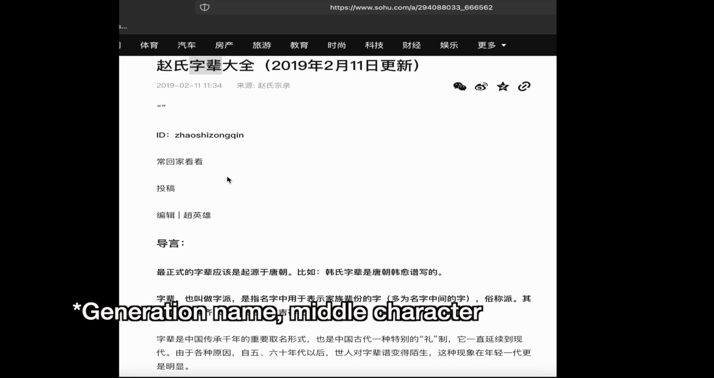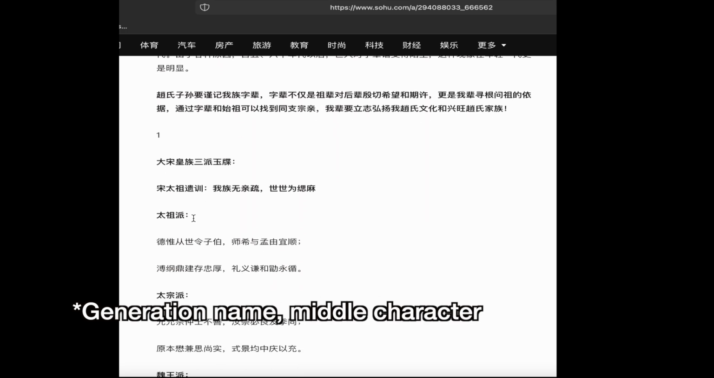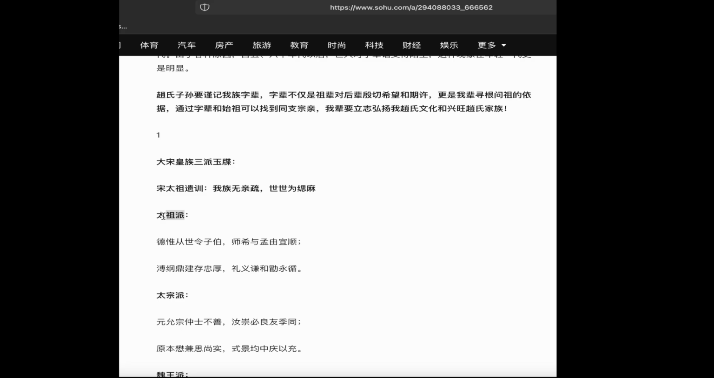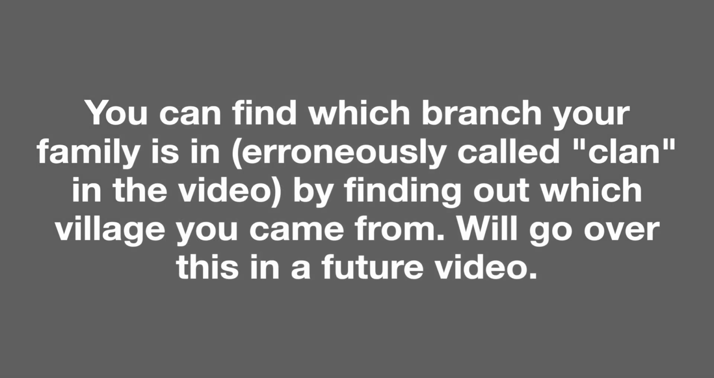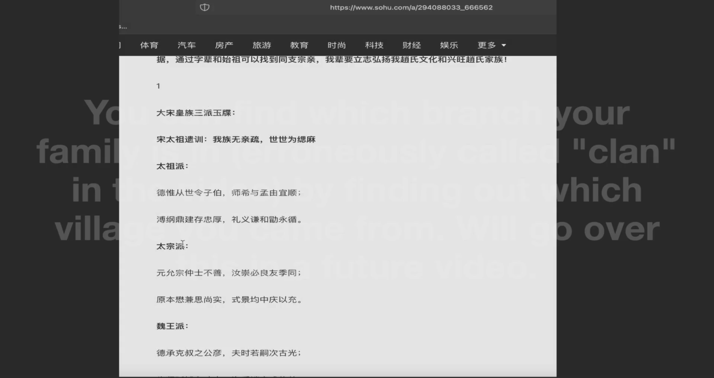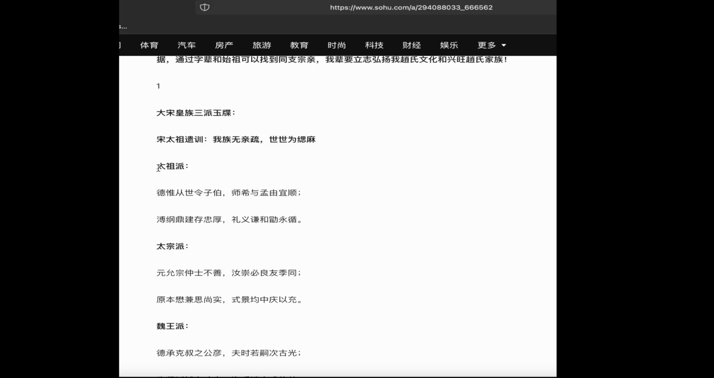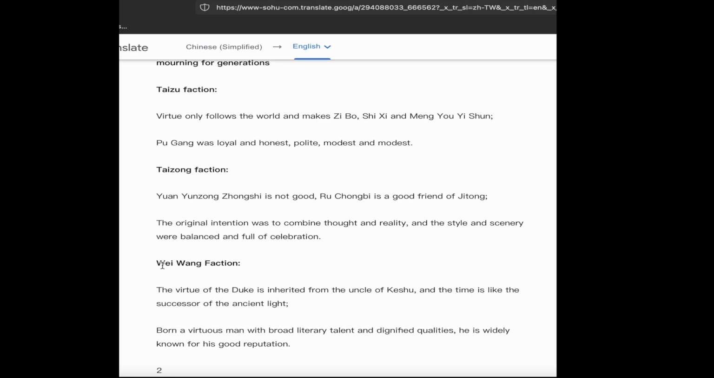So let's just do a search. But you also need to find out which clan you're in. This last character here represents the clan. There are 3 clans: 1, 2, and 3, the Taizhou, Taizhong, and Wei Wang clans. That's how you find out.